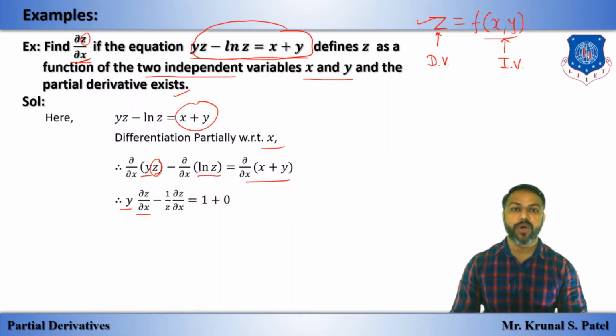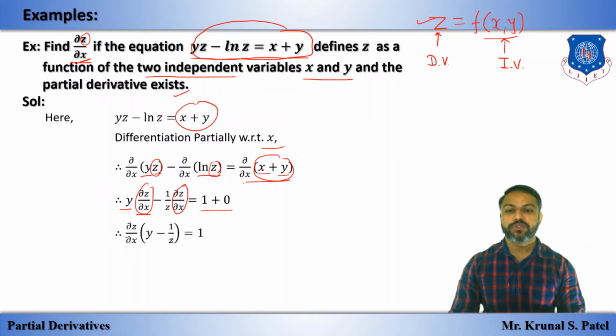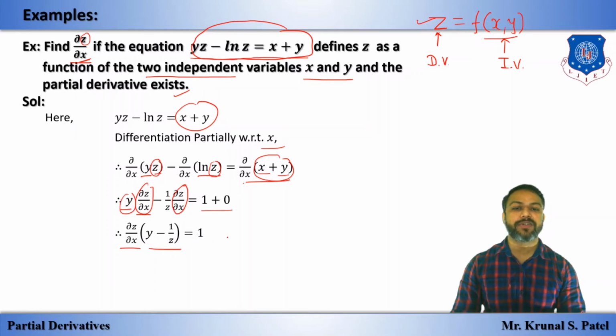So differentiation of log is 1 by z, and differentiation of z will be del z by del x. Differentiation of x plus y with respect to x is 1 plus 0, so we have 1 plus 0 is 1. Now we will take del z by del x common. So we have this term del z by del x outside, and the remaining y minus 1 by z in one bracket is equal to 1.